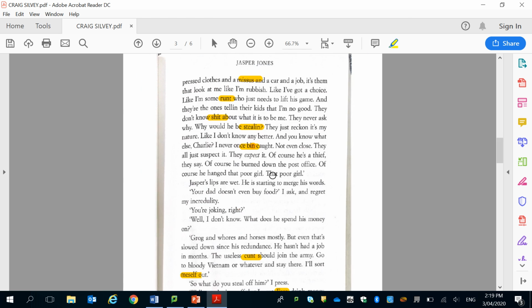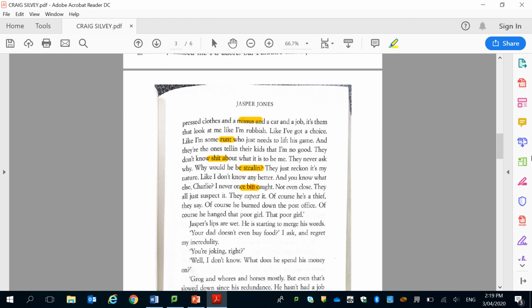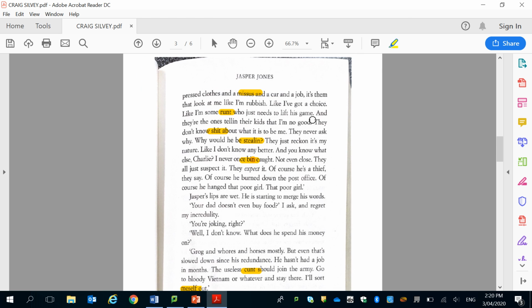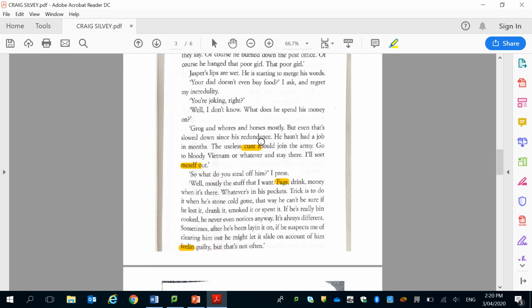So let's go to the third page now and identify what we found. Alright, so we've got quite a few on here. Let's go through what we've got. So "missus", it's a slang term. "Runt", slang term. We've got this one, which is profanity, "stealing". We haven't identified that one yet. Okay, so that's another mispronounced word. Okay, another use of profanity there. Use of slang, mispronounced word or accent, and then the drop G again.